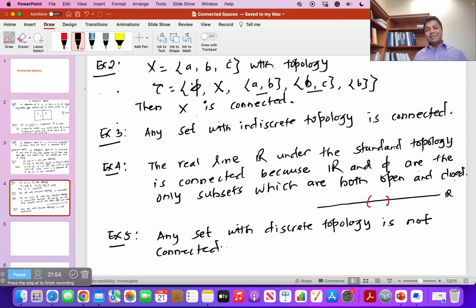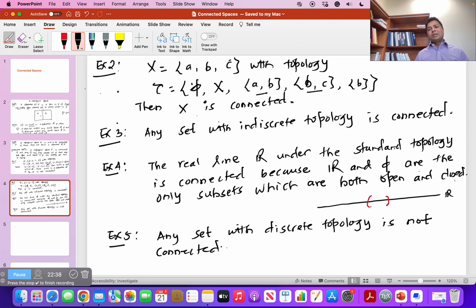So it is easy to find a separation in the discrete topology for any set, because if we take one of the singleton sets as U, and the union of the remaining singleton sets as V, since in a topology the arbitrary union of open sets is open, V is going to be open, and obviously U, which is our first singleton set, is open. They are non-empty, their intersection is disjoint, and their union is the set X itself. So that is a separation.